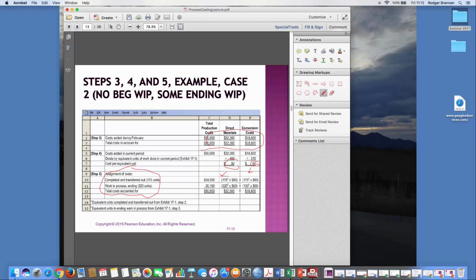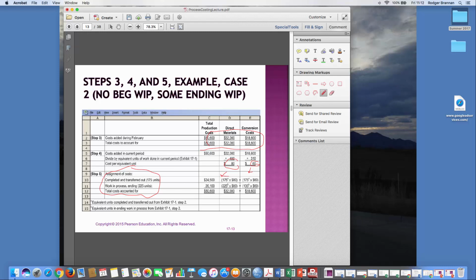I need to value what went out of work in process into finished goods and what's left there. Obviously, whatever goes into finished goods will eventually become cost of goods sold. So if 175 units were transferred over to finished goods, then take 175 times those equivalent unit costs. So it's basically taking the equivalent units that I calculated in step number 2 and multiplying them times the equivalent unit cost. I have 225 things sitting in ending inventory times 80.